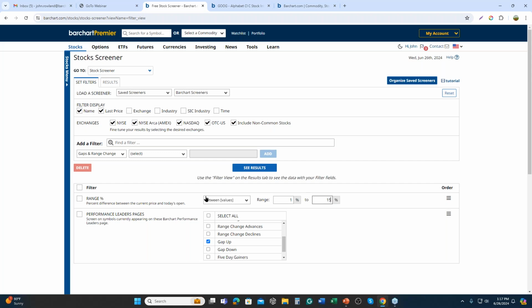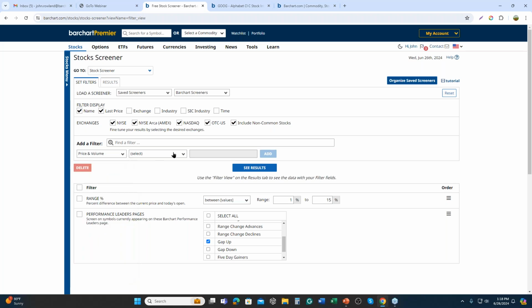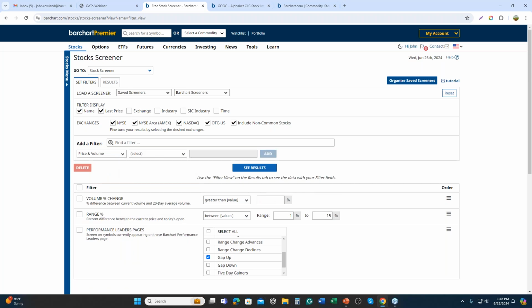So the second thing of our thesis was volume. We want to say volume confirms price. So I'm going to come into price and volume. There it is. And what I want to look at is volume percentage change. And I'm going to add that.